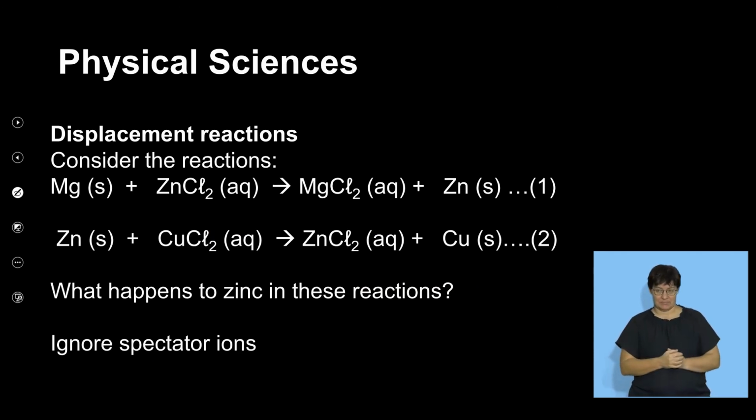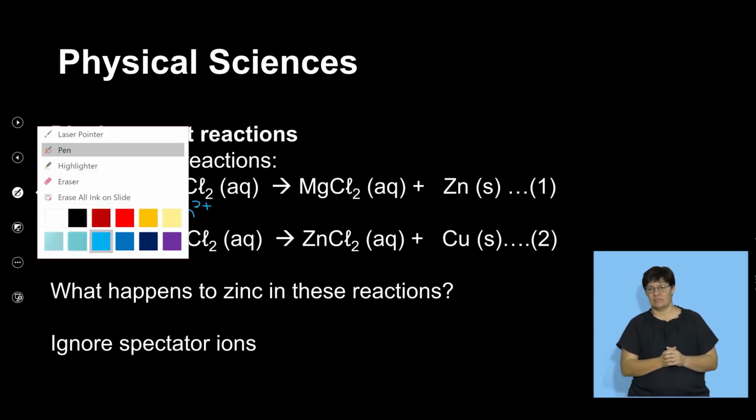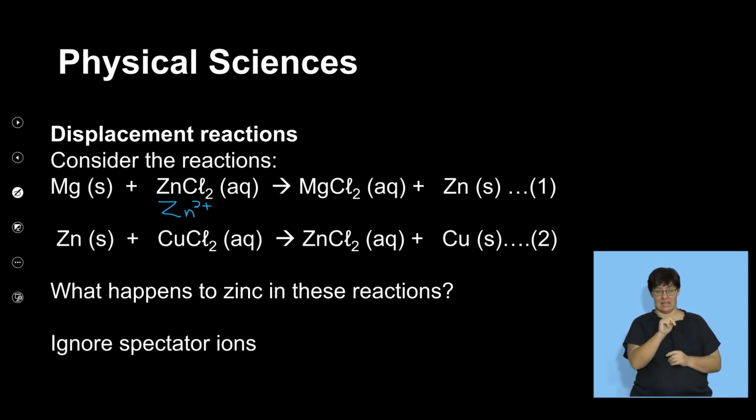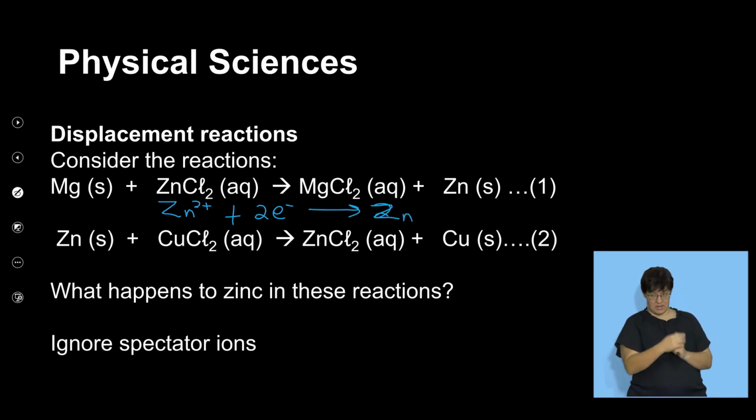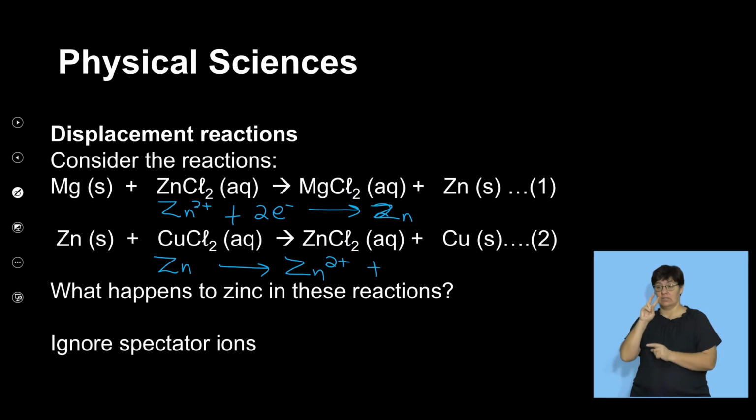Now we are asking ourselves, what if we compare zinc in these two reactions? We can do so by tracking the changes in the oxidation numbers. In reaction 1, where the oxidation number is 2+, zinc ions are reduced to give us zinc metal: Zn2+ plus 2 electrons gives Zn. But in the second equation, zinc undergoes oxidation: Zn gives us zinc ions in solution plus 2 electrons.